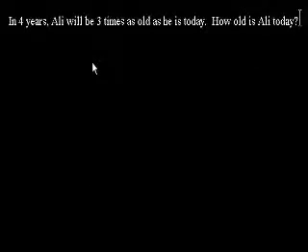Let's get started. Well, I already have one written down here. It says, in 4 years, Ali will be 3 times as old as he is today. How old is Ali today?